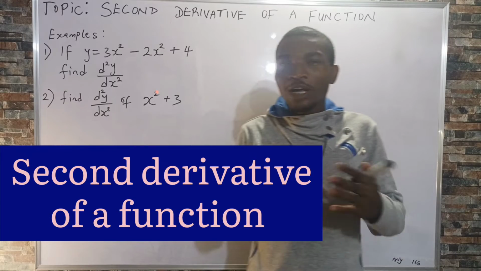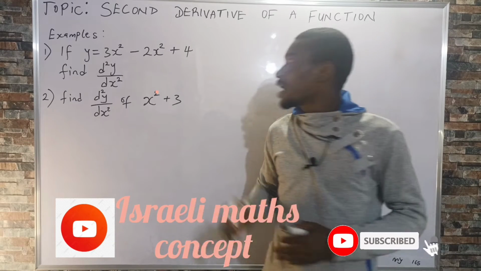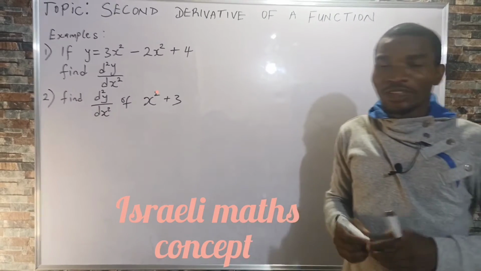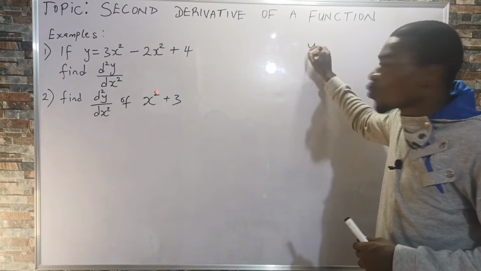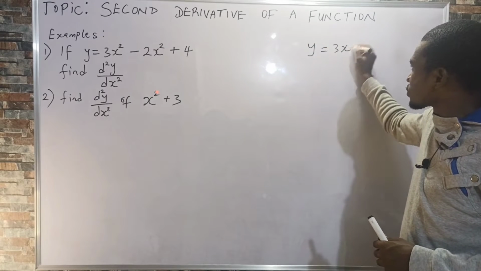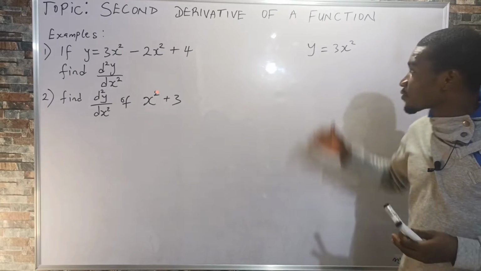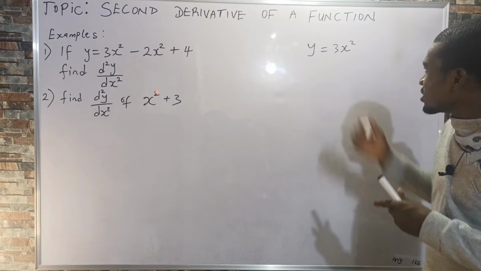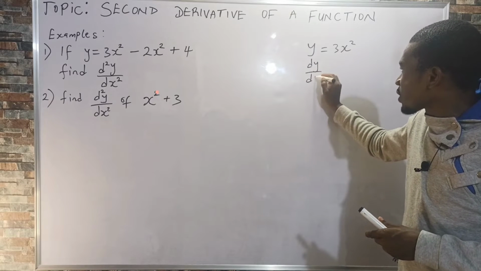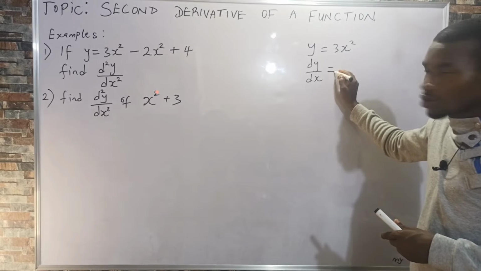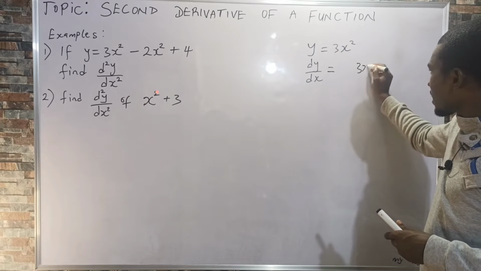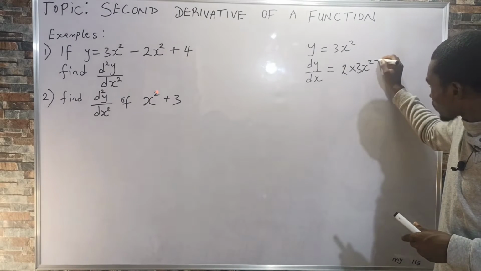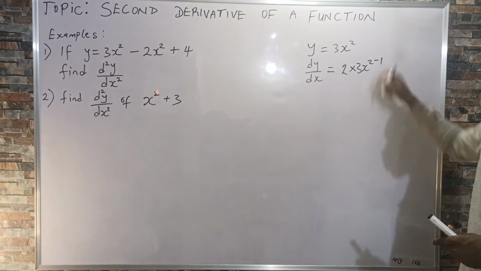In this tutorial, we shall look into an important topic, which is about the second derivative of a function. Before now, you already know that whenever you have a function, let's assume y equals 3x raised to the power of 2, and you are asked to differentiate this function, what you will say is differentiating y with respect to x will be equal to multiplying the term 3x squared by the original power of x, which is 2, then subtracting 1 from the original power of x.